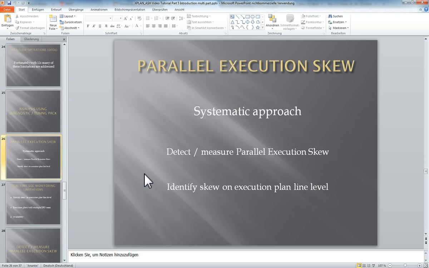And as in the previous parts of this tutorial, I still stick to the same systematic approach of analyzing parallel execution skew. Which means that there are actually two questions that we need to address. The first one is how can we detect and measure whether there is significant parallel execution skew or not. And then the second question is how can we identify which plan operations are involved in causing the skew and which are affected by the skew, so that we can clearly see on execution plan line level where the skew happens and what operations are affected by the skew, which is crucial for understanding what you can do as countermeasures in order to address the skew.